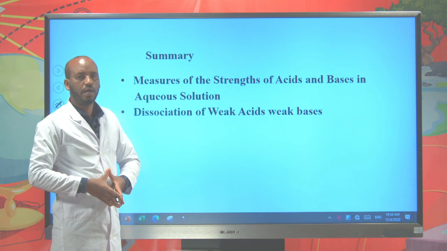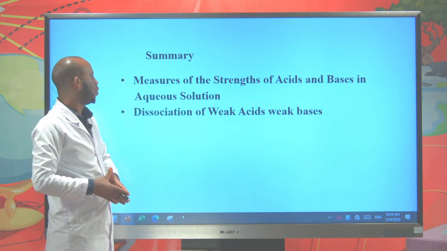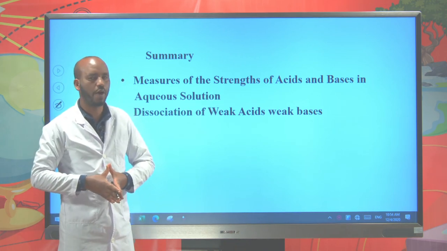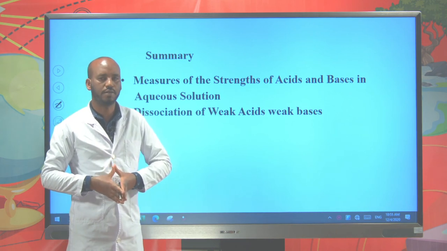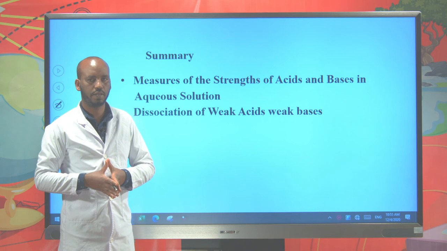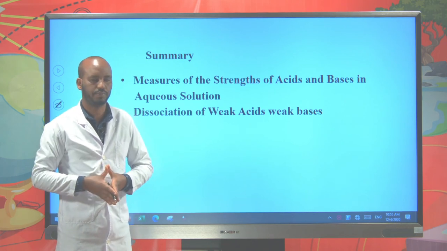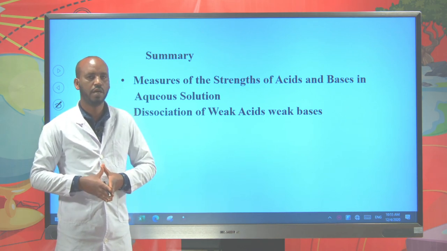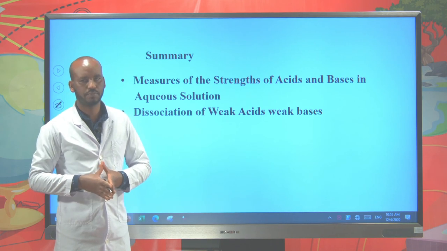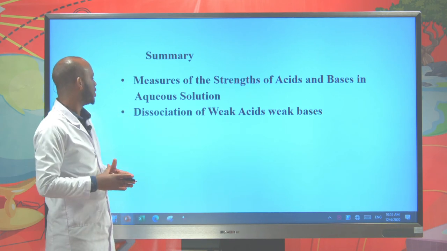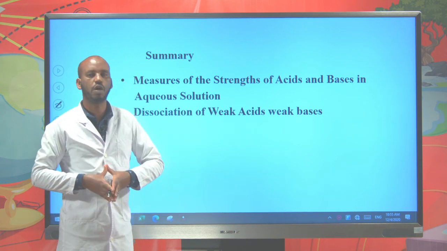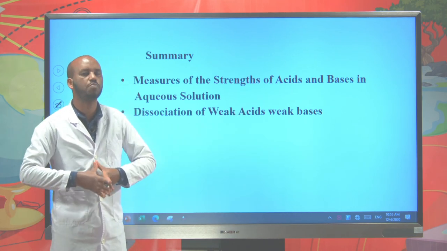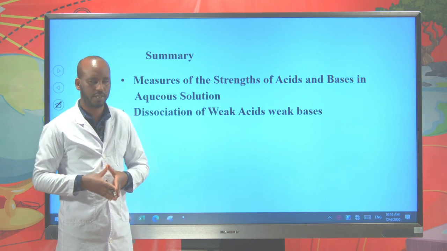Students, in today's lesson, we learned ways of measuring the strengths of acids and bases in aqueous solution. We can measure the strengths of acids and bases using pH and pOH, comparison of dissociation constants of the acids and bases, and using percent ionization. We also discussed dissociation of weak acids and weak bases. Weak acids and weak bases dissociate to a small extent, dissociate partially.